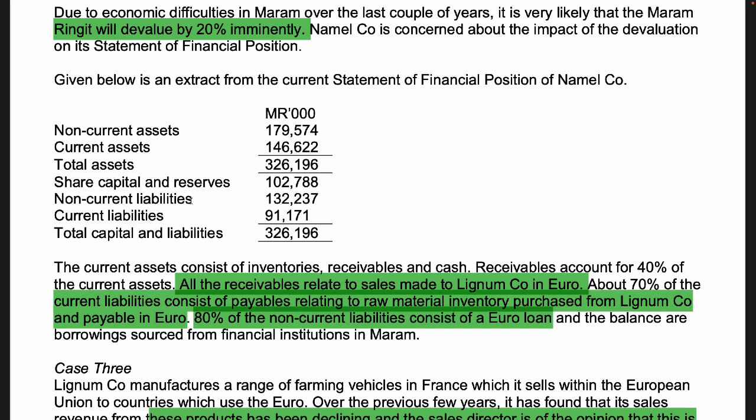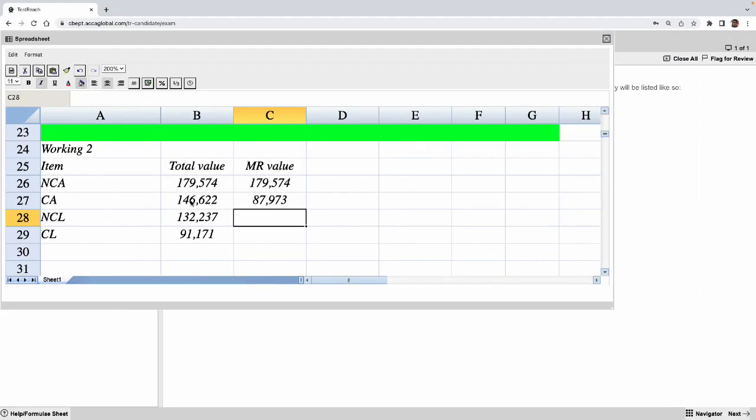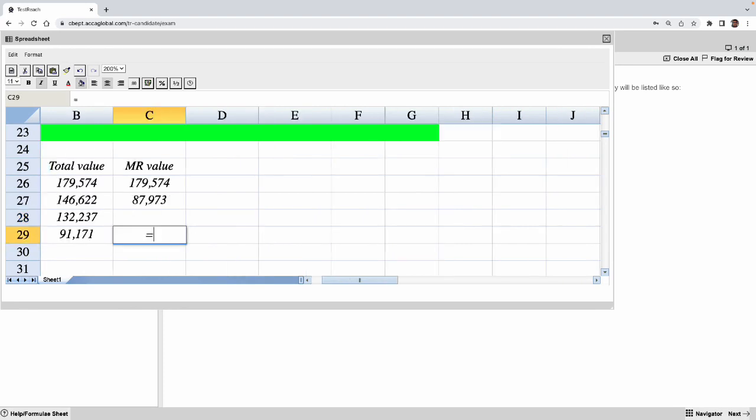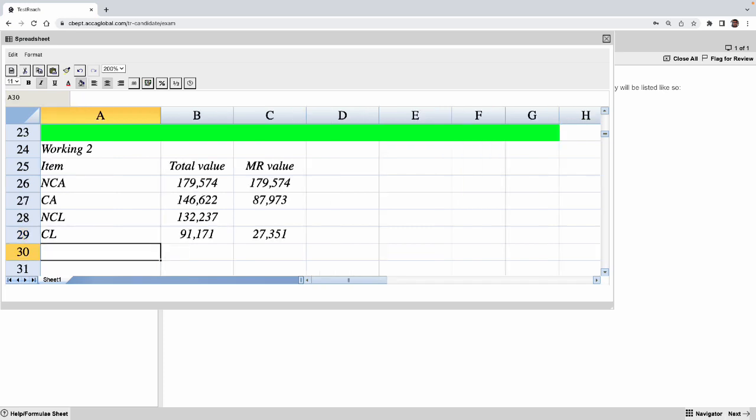NCL, okay, about 70% of current liabilities considered payable, to raw material purchases from Lignum's suppliers and payable in euro. So this one only. Okay. Can I? Last one.